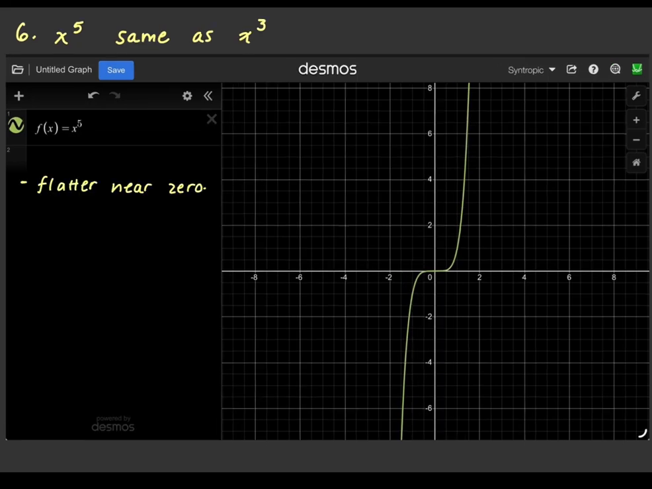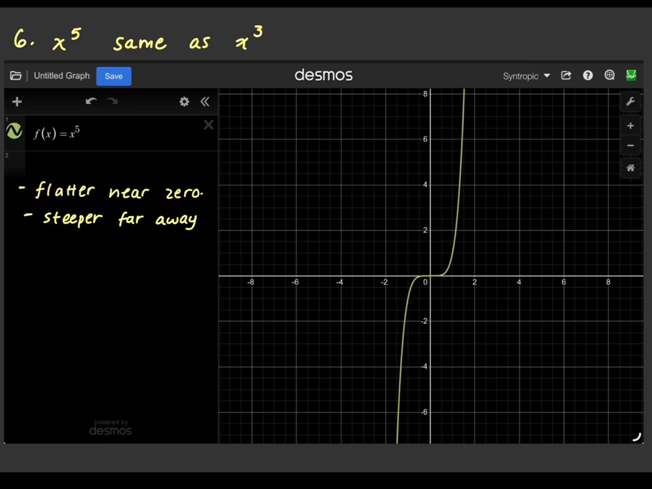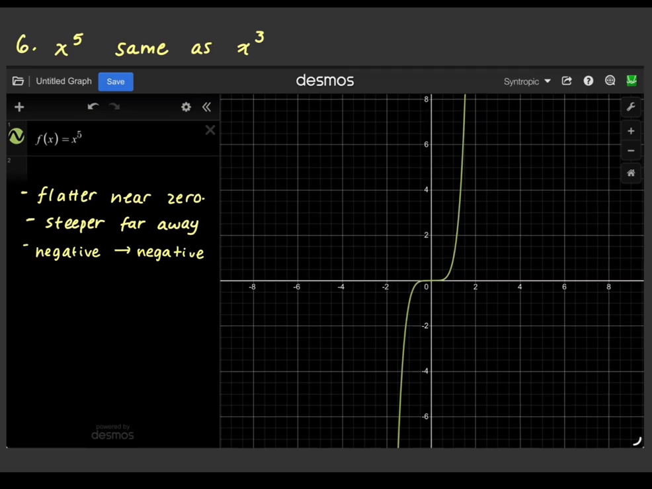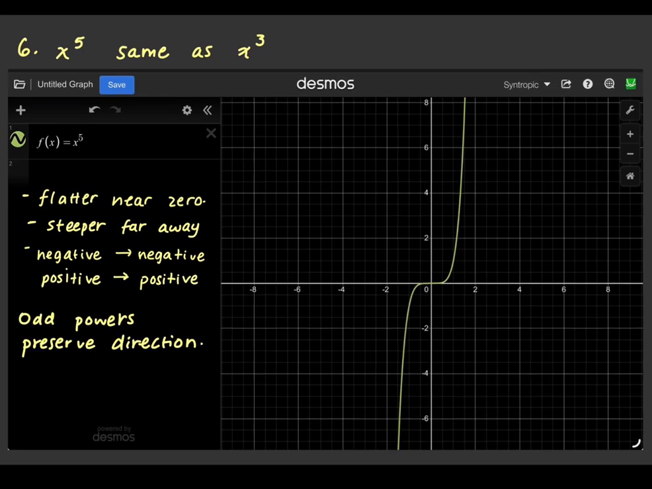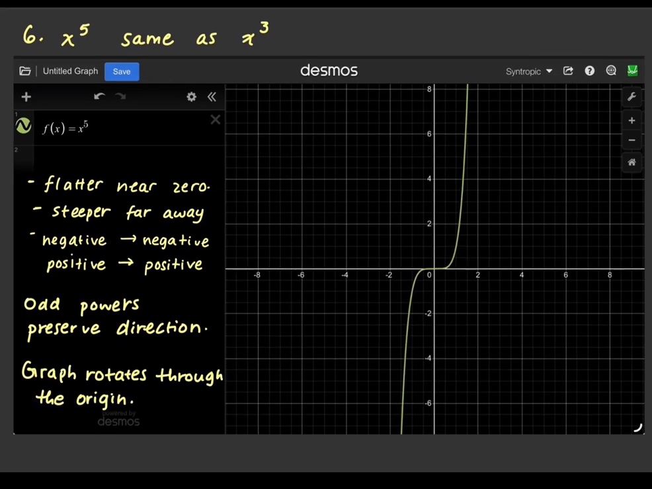X raised to the power of 5 is the same as x cubed, but flatter near 0 and steeper far away. In here, negative remains negative and positive remains positive, so odd powers preserve direction and the graph rotates through the origin. Because if you rotate the graph 180 degrees around the origin, it matches itself.